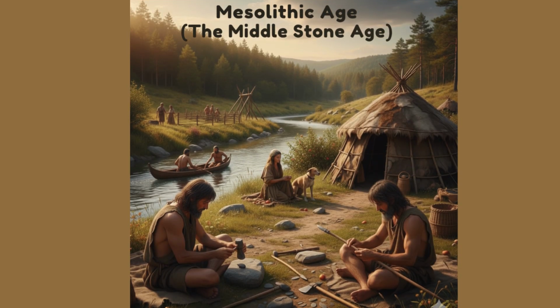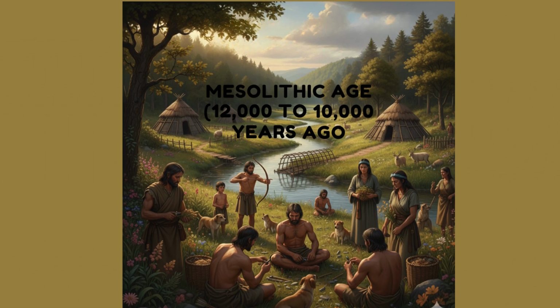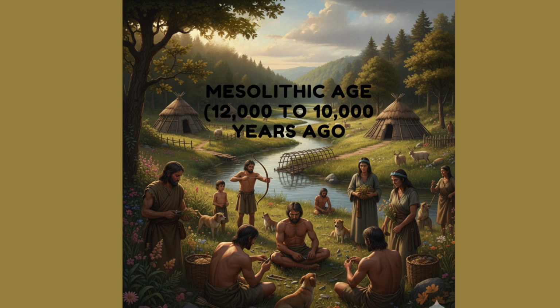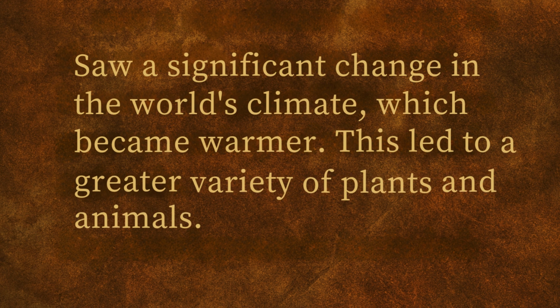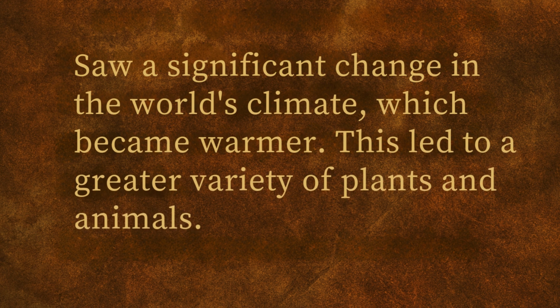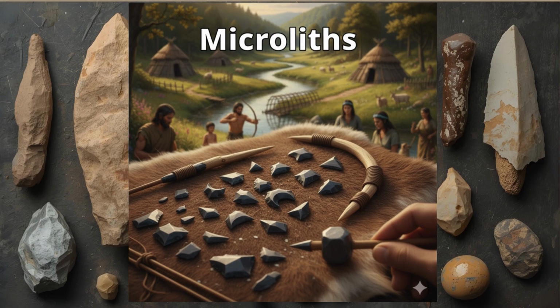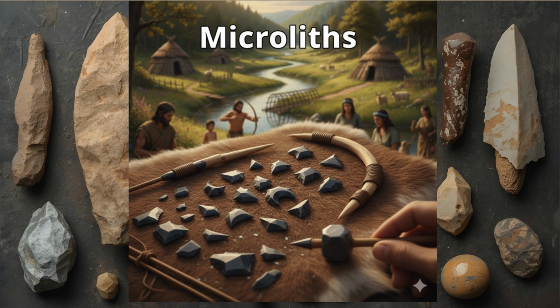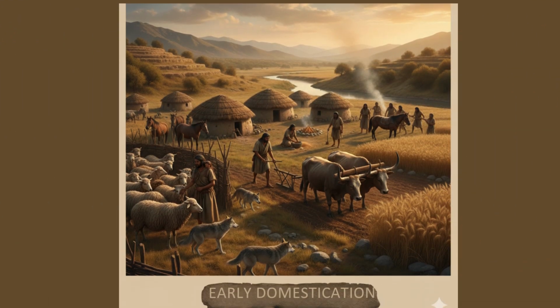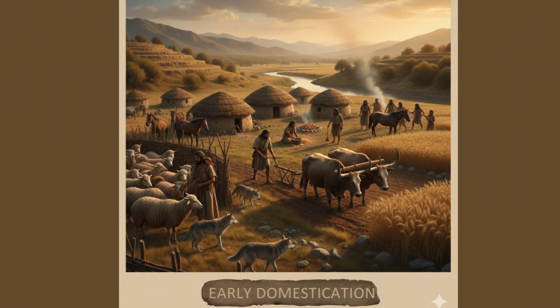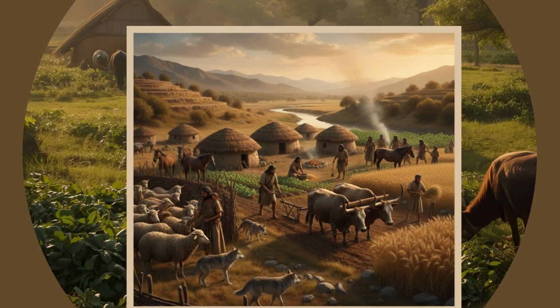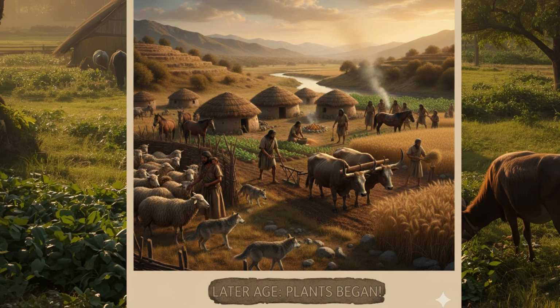This period, from about 12,000 to 10,000 years ago, saw a significant change in the world's climate, which became warmer. This led to a greater variety of plants and animals. Key developments included microliths. Humans started making smaller, sharper, and more efficient stone tools called microliths. Early domestication. The very first steps towards domesticating animals and, later, plants began during this age.